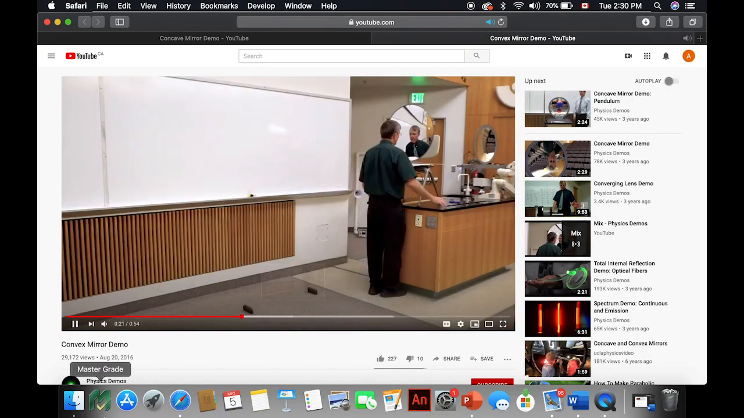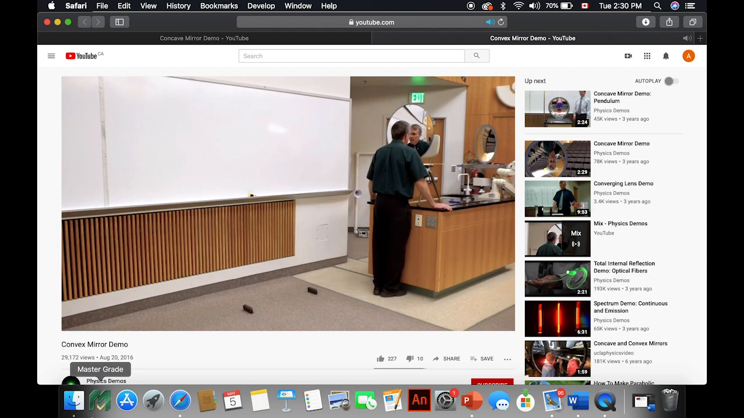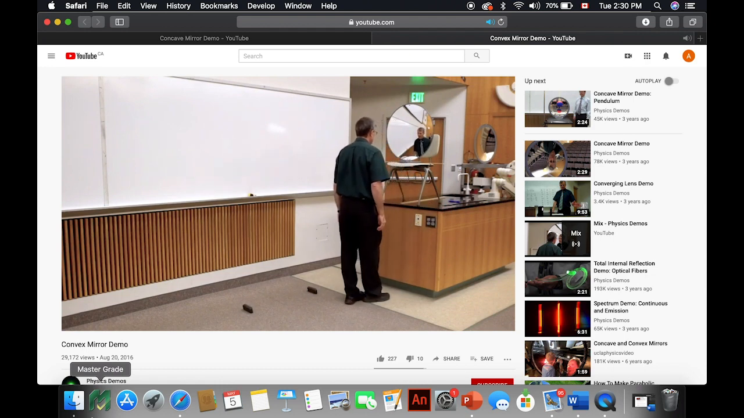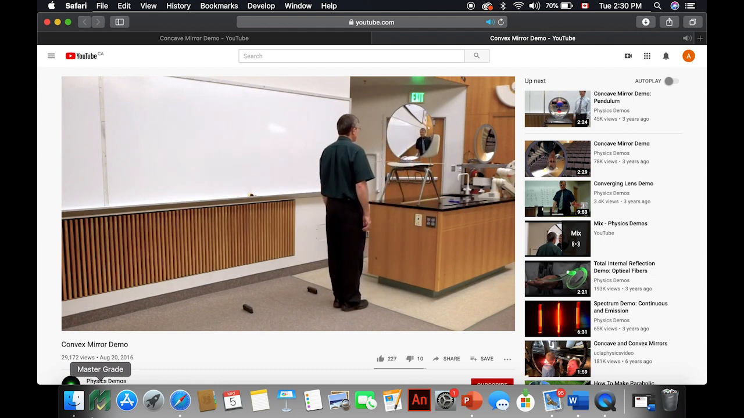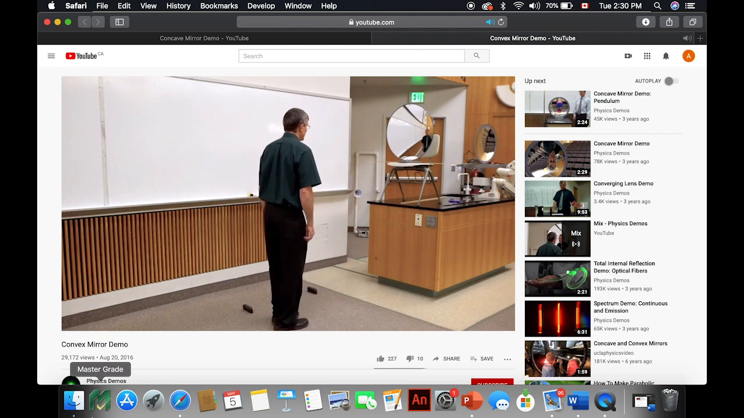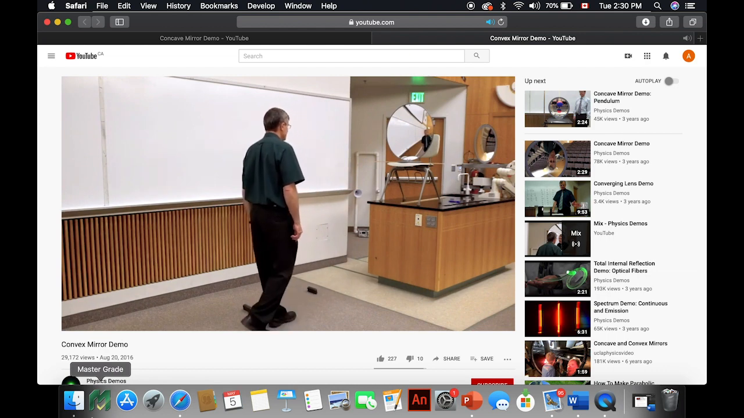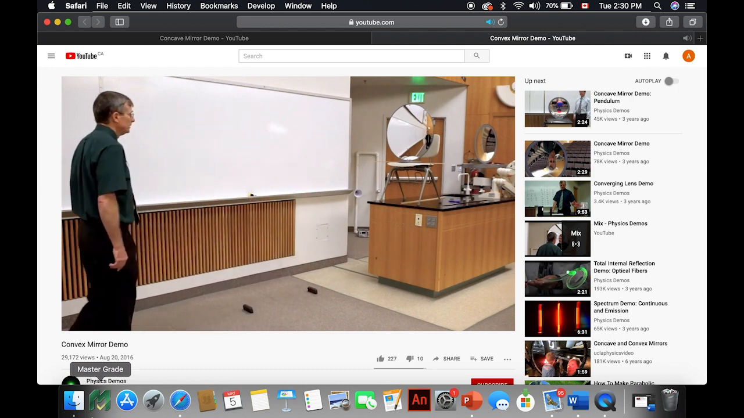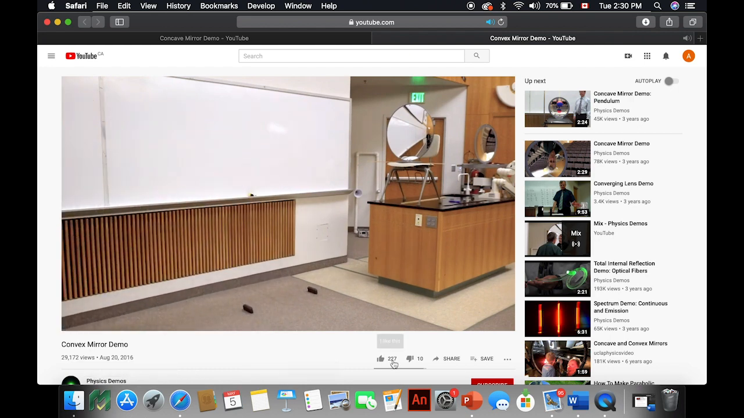Start with my nose up against the mirror. It's an upright virtual image. Proceeding out to the focal point, still an upright virtual image. To the radius of curvature, we're still upright and virtual. And then beyond that point, still the same. So it's a little bit more boring than the concave mirror.